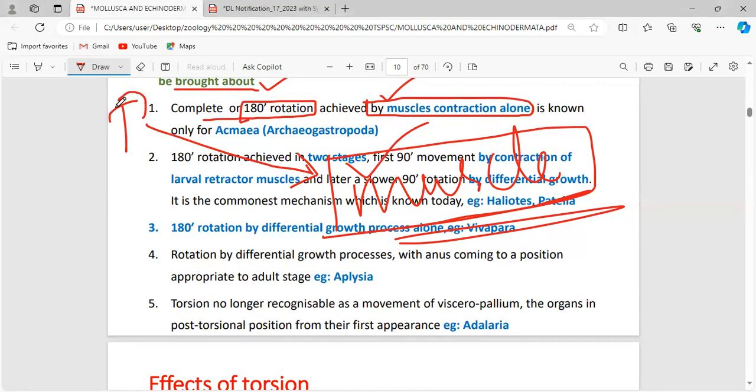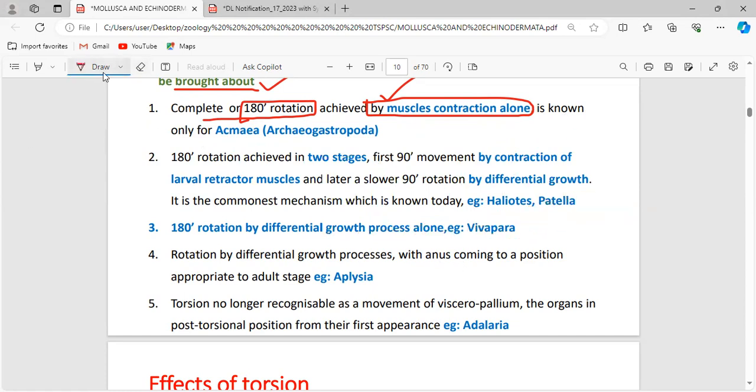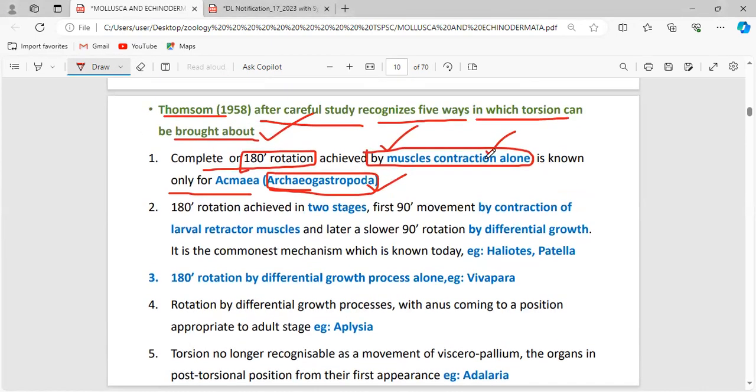We know that the only thing that helps this process called torsion to occur is contraction of muscles. If they ask a question on whether the muscular system is well developed or not, wait, you have to think about the torsion. This is a critical analysis of the question. You have to develop that intelligence. Torsion is known only for the class Gastropoda, and this particular order is saying that the torsion happens only under the control of muscles.